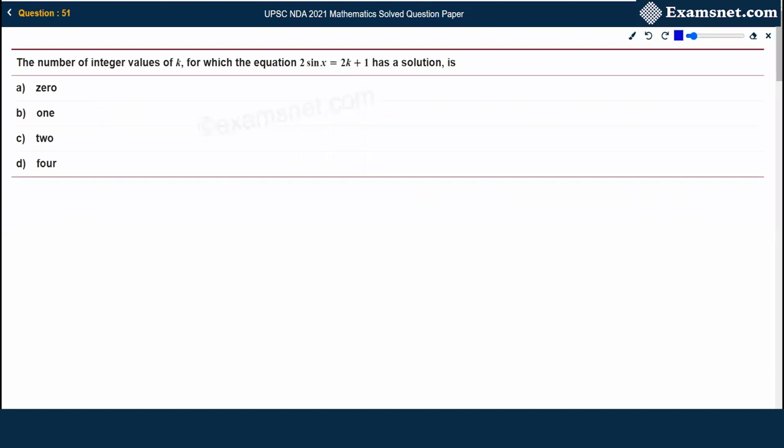In question number 44, it is given: the number of integer values of k for which the equation 2 sin x equals 2k plus 1 has a solution. Okay, 4 options are given.